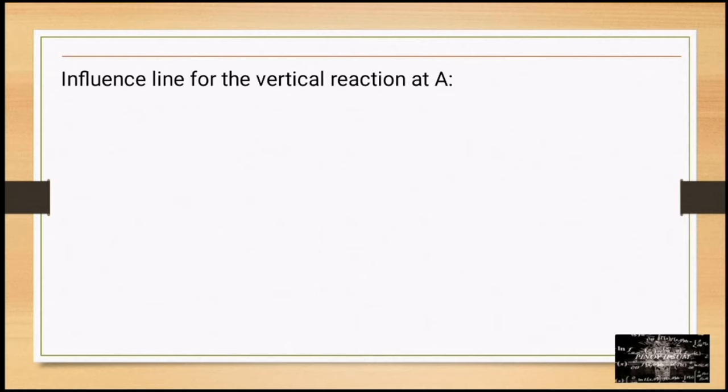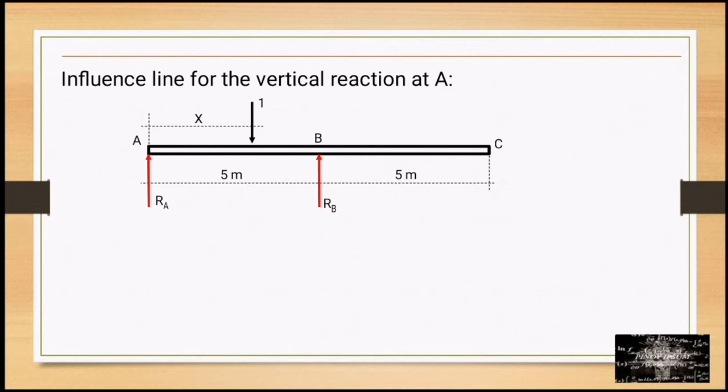Influence line for the vertical reaction at point A. Since we got RB, RB is equal to x over 5. So for RA, summation of forces along y is equal to 0. Considering upward is positive, RA plus x over 5 minus 1 is equal to 0. So RA is equal to 1 minus x over 5.